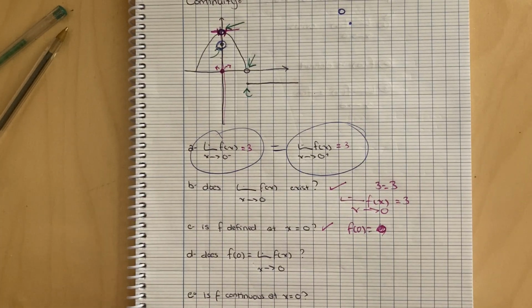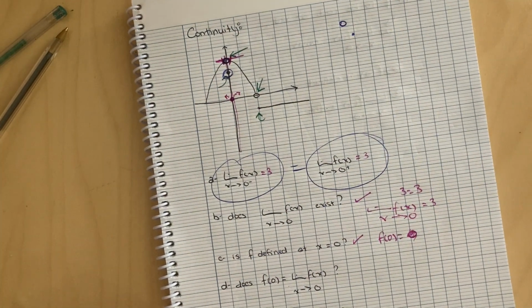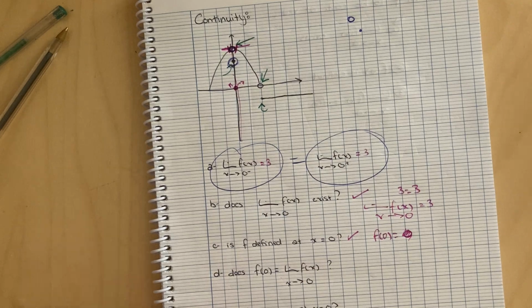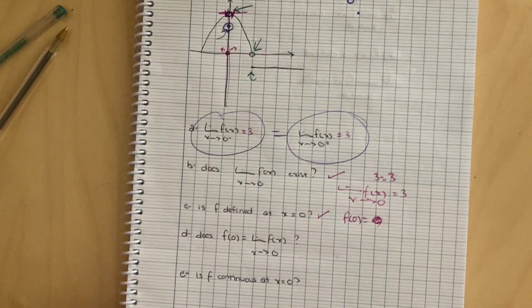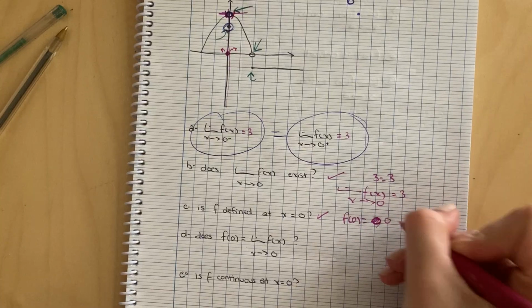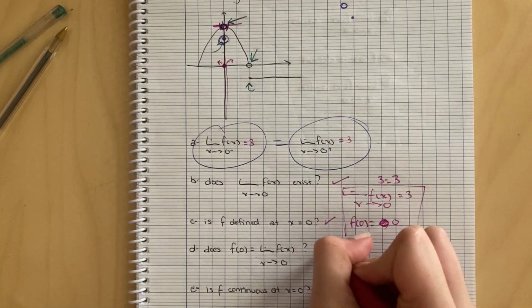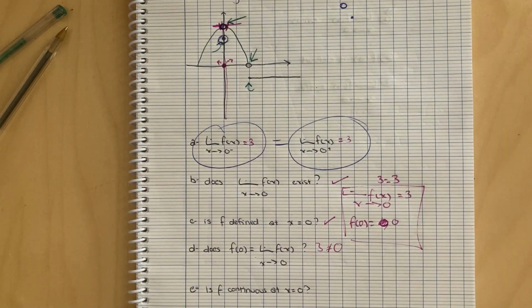So when x equals 0, y is equal to 1, 2. So f of 0 is defined, right? We have a point that exists at x equals 0. So does f of 0 equal the limit of f of x as x tends towards 0? So no, these two things right here are not equal. 3 does not equal 0. Or I guess 0 does not equal 3.